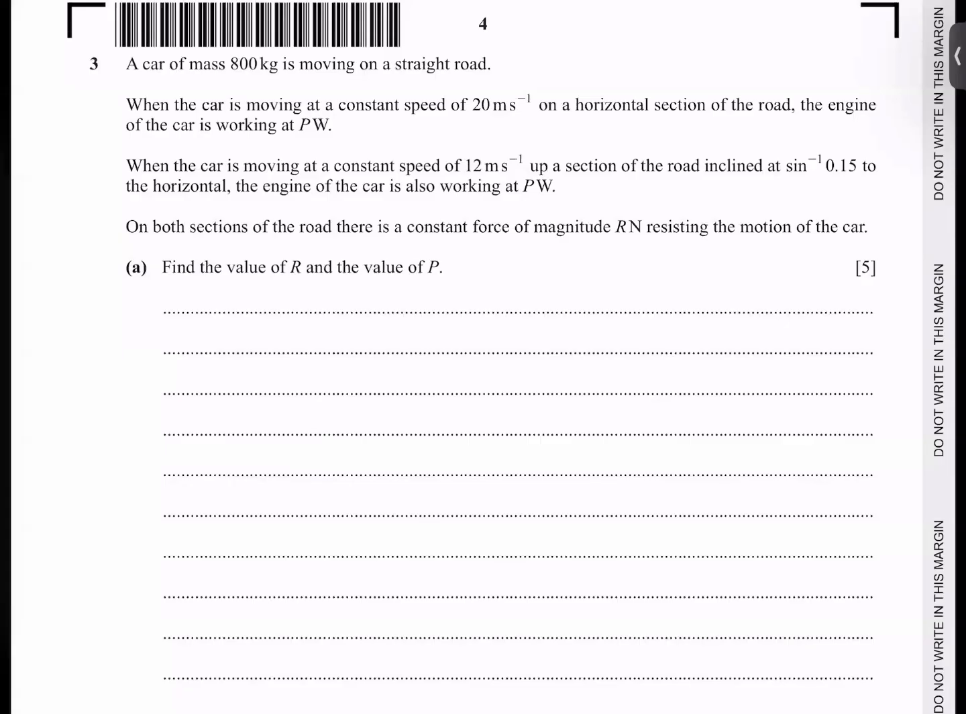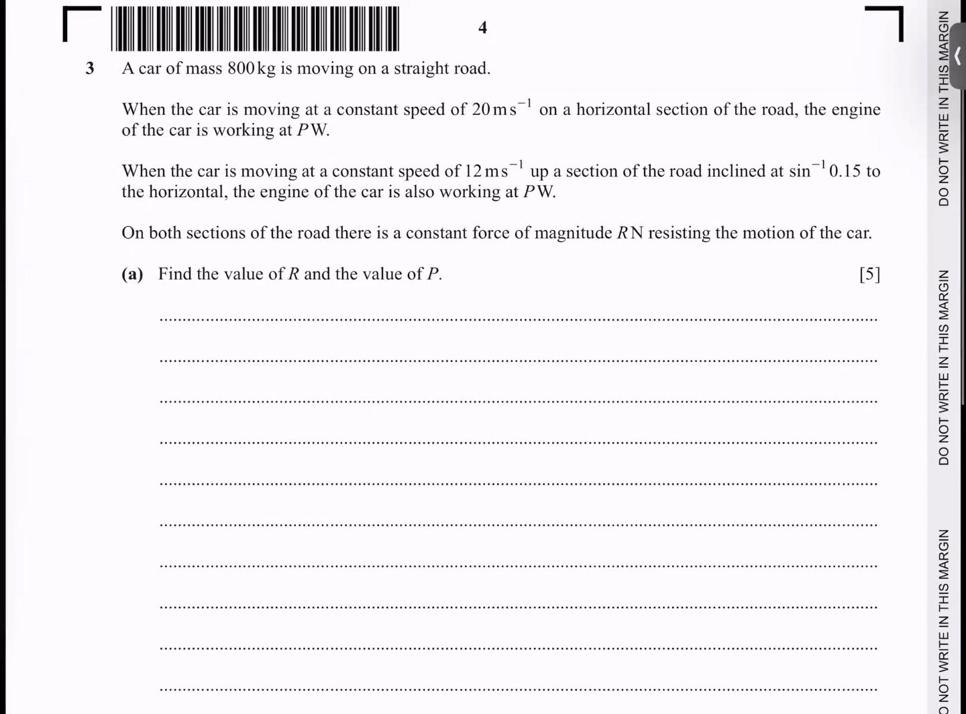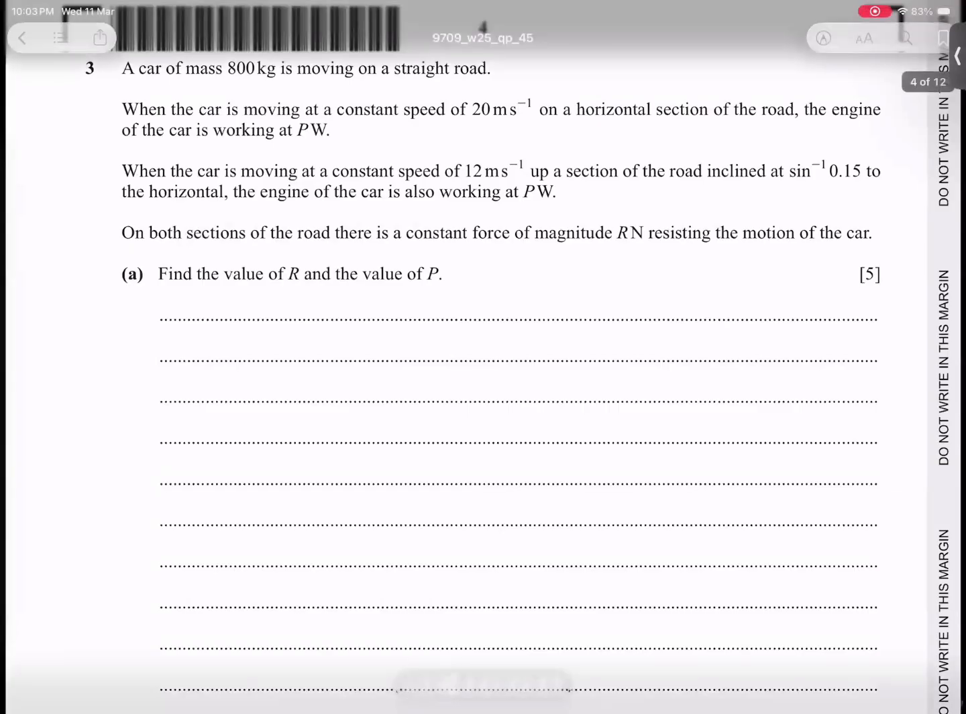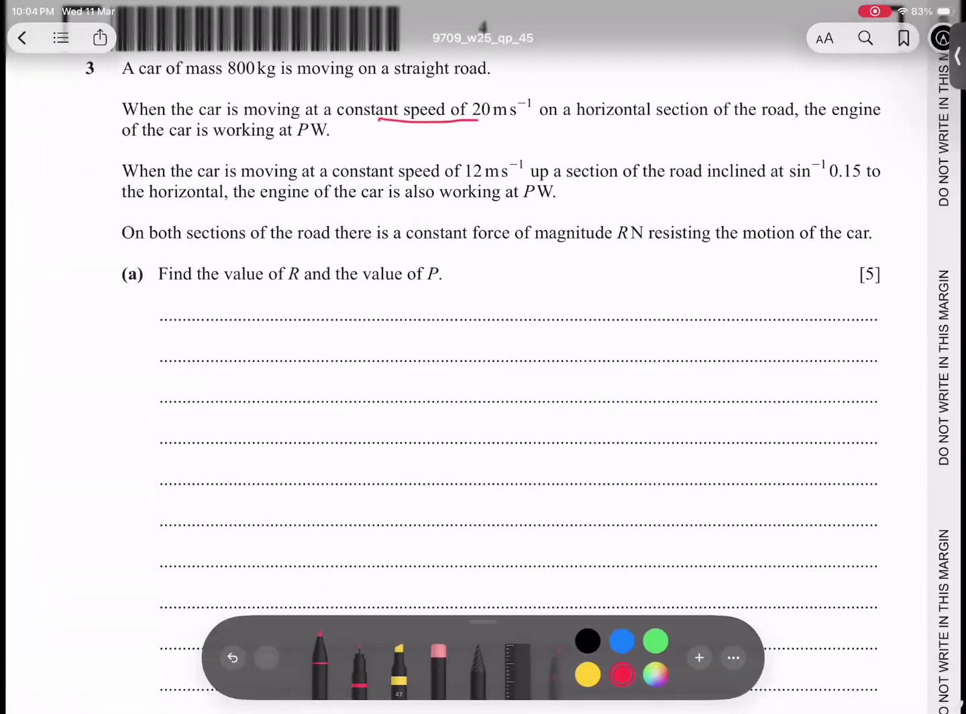Question number 3, we have a car of mass 800 kilogram moving on a straight road, and the car is moving with a constant speed of 20 on a horizontal track, and the engine is working with the power of P. When the car is moving up the incline at a constant speed of 12, the angle is given, and the engine is working with the same power P. On both sections of the road, constant friction is R, and we have to find R and P.